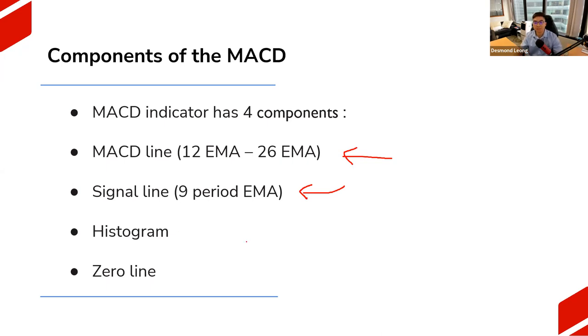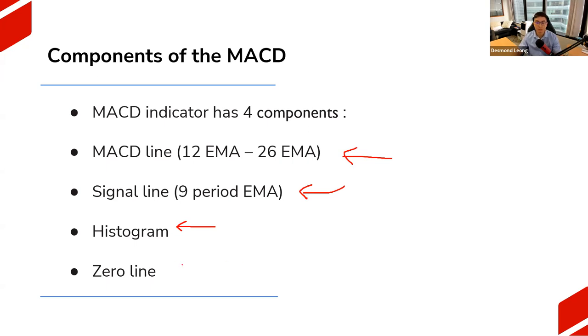So next is the histogram. So this actually displays the difference between the MACD line and the signal line. So the histogram is positive when the MACD line is above the signal line and negative when the MACD line is below the signal line. So the heights of the histogram bars indicate the strength of the trend.